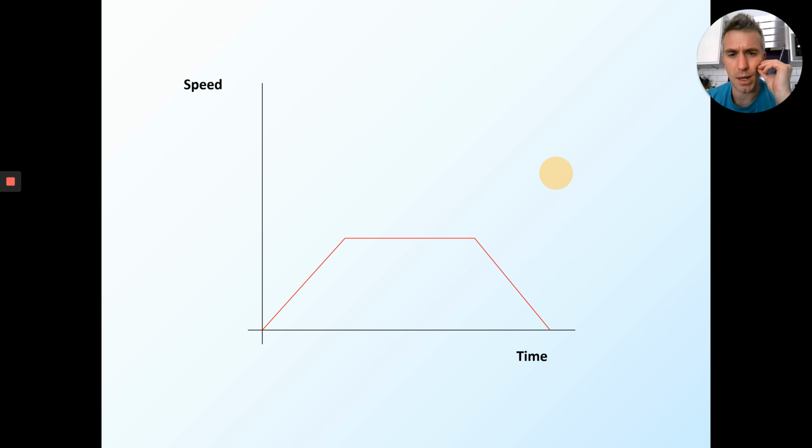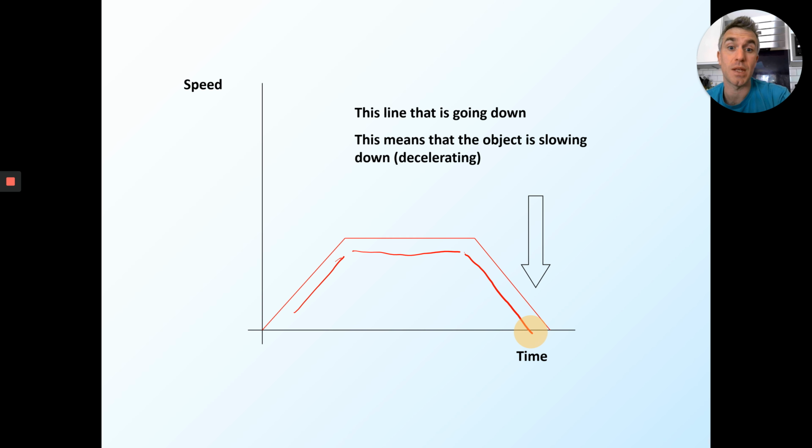What's happening now? Speeds up, constant speed, down to 0. This means it's slowing down, it's decelerating. Speeding up, constant speed, deceleration. So a downward slope on a speed time graph is when the car or the object that it's representing is slowing down.